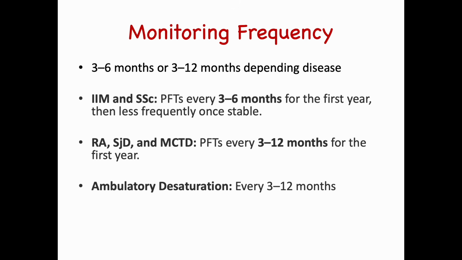For rheumatoid arthritis, Sjogren's disease, and mixed connective tissue disease, the pulmonary function test must be done again every 3 to 12 months for the first year. So it's important to do a pulmonary function test with your visit. And for monitoring, an ambulatory desaturation can be tested every 3 to 12 months. They haven't mentioned HRCT here because that will be used when clinically indicated.